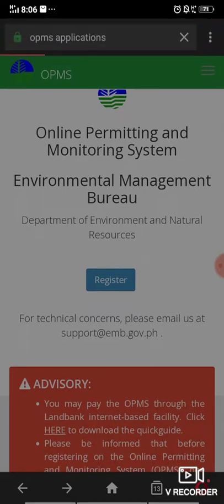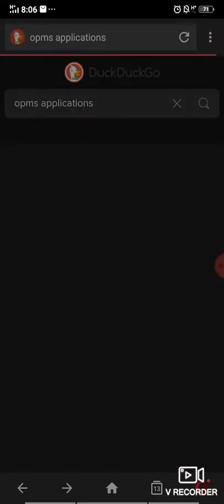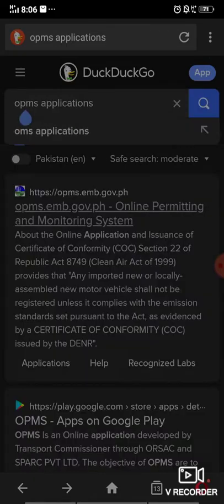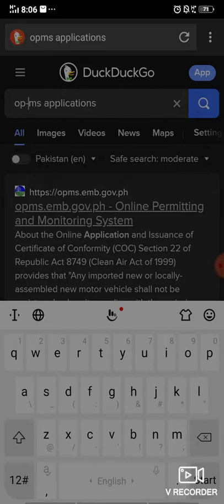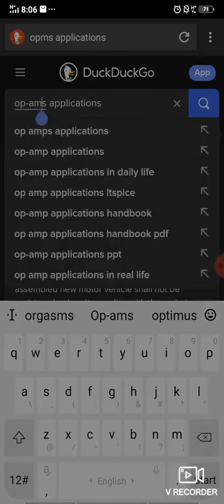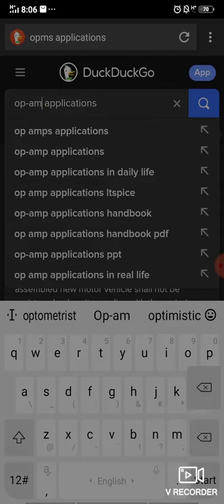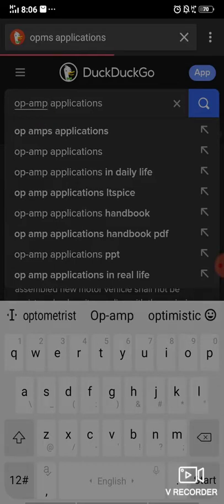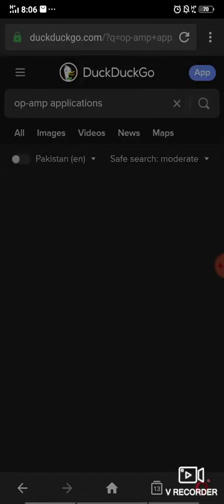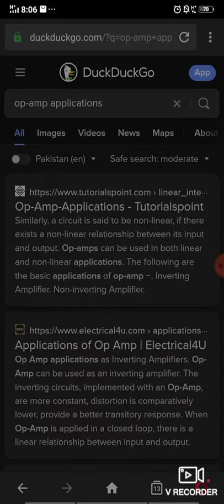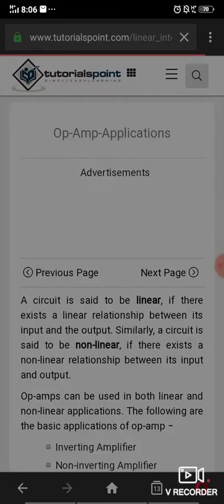So this is not a topic related to op-amps. You want to find the correct application of op-amp. Now search op-amp application. Here some op-amp applications come up in Tutorialspoint.